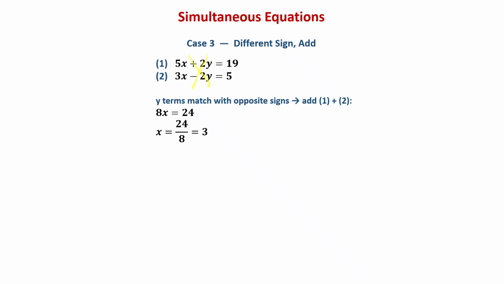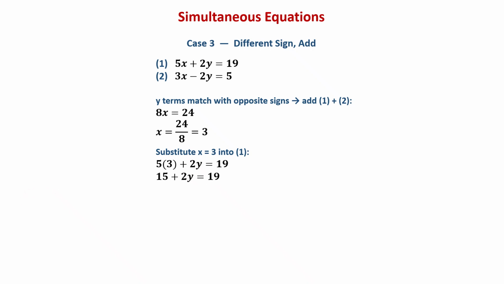To find y, substitute in any of the equations. I'll use the first one. Do you know why? Because it's positive numbers. Whenever you need to substitute, try to avoid negative numbers. It just confuses everyone. So 5 times x plus 2y equal 19, and x is 3. So it's going to be 5 times 3 plus 2y equal 19.